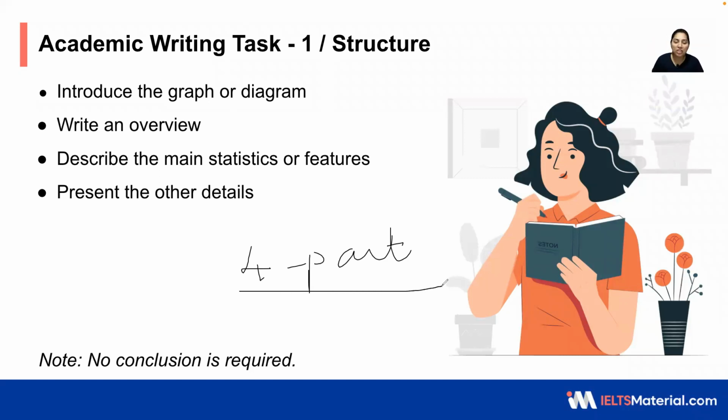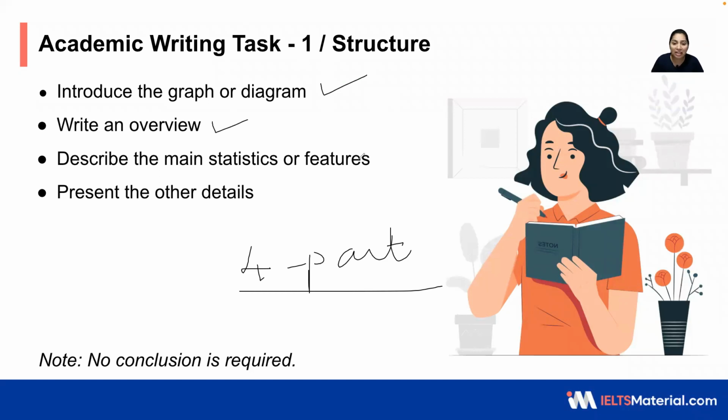Now, this four-part structure consists of the introduction, the part that introduces the graph or the diagram, and it identifies which type of graph is explained or which type of diagram is depicted. The next one is the overview statement. Writing an overview means describing the eye-catching factor, the complete important factor, or the main key feature, telling you a brief description about the graph.